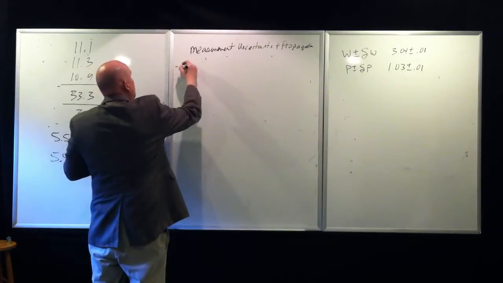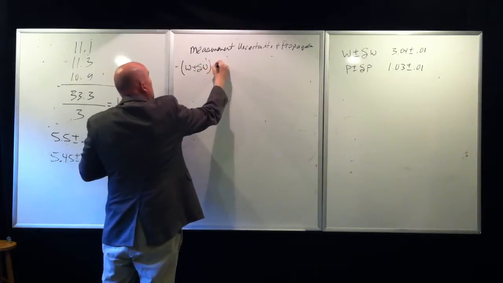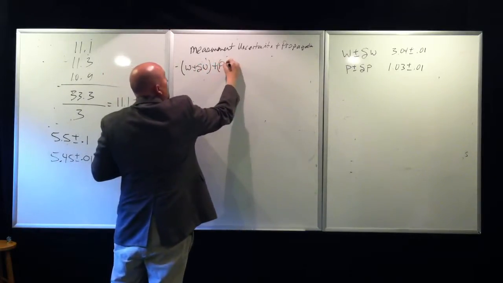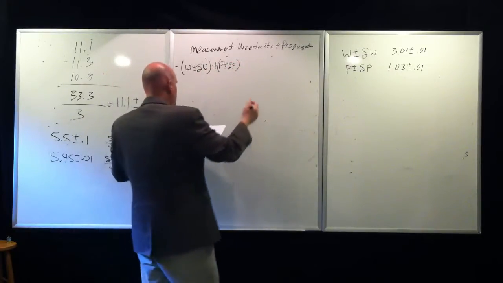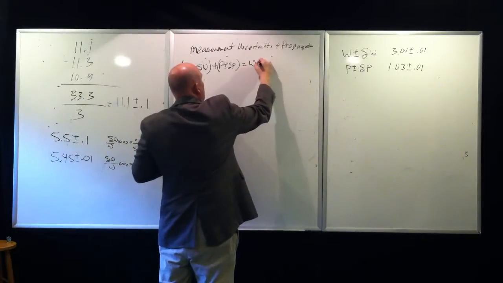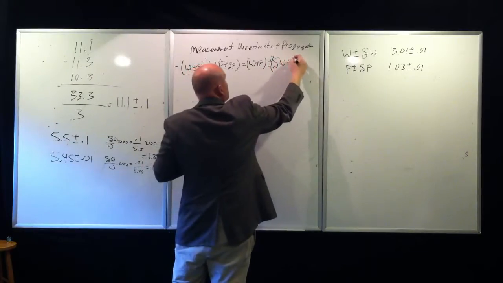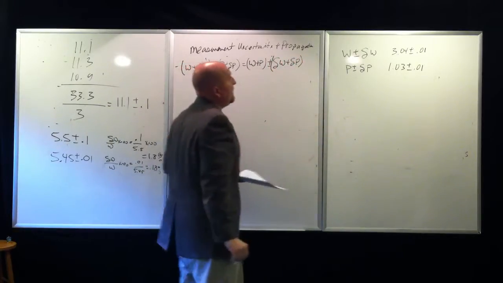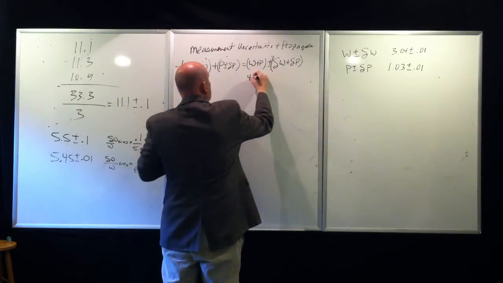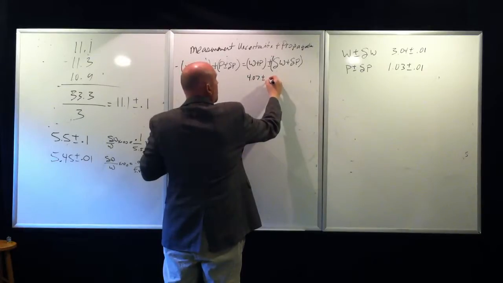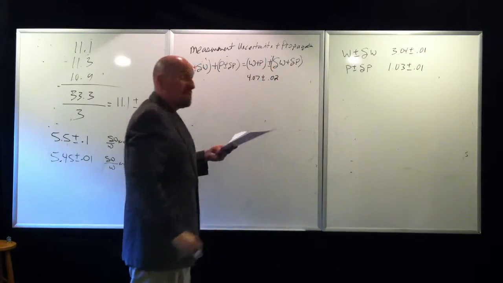So, the first case is if we have W plus or minus delta W plus P plus or minus delta P. I'm going to add two values together. The result is going to be W plus P plus or minus delta W plus delta P. In this case, add the numbers, add the numbers. So we get 4.07 plus or minus 0.02 meters, centimeters, milliliters, whatever units you would have.